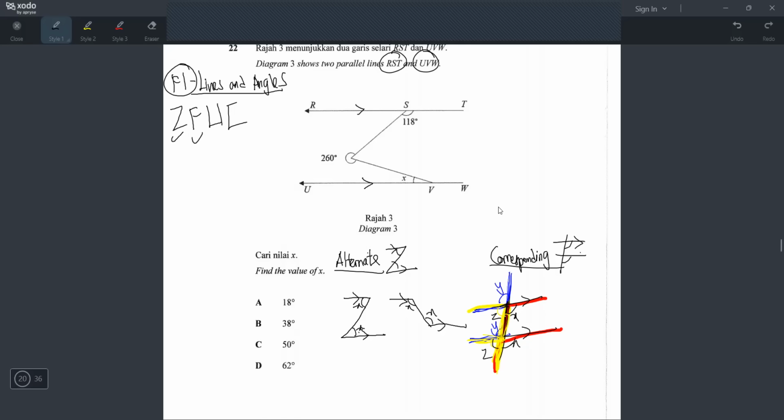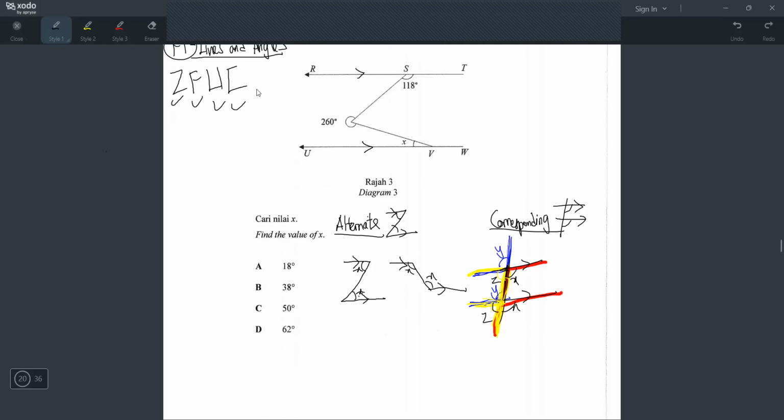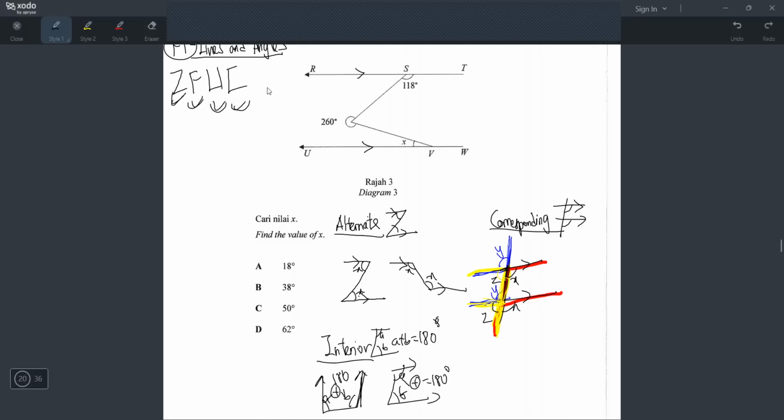Actually, corresponding also has to be parallel. Okay, last one is the UC. UC is interior angle. So when we have a UC, for example if a shape looks like this or like this, it has to be parallel also. Then what happens to the interior angles? When you add them together, you will get 180. Same thing here. If it looks like this, the interior angles, meaning the inside angles, add together to 180. Let's call these A and B. If you have this shape, A and B added together is 180, right? So this is where the ZFUC comes from. Z is the alternate angle. F is corresponding. Interior is when you have the UC shape, and the inside angles add together to 180.